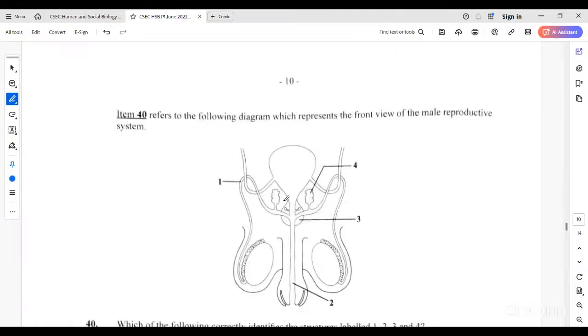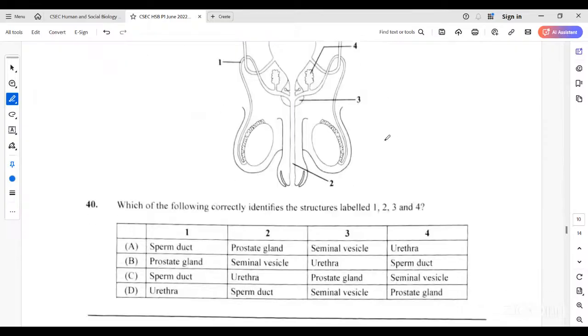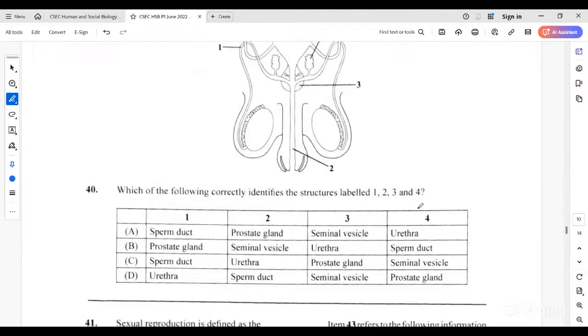Question 40, a front view of the male reproductive system. They have the sperm duct here, they have the urethra, they have the prostate gland, the seminal vesicles, and they ask you, which of the following correctly identifies the structures labeled 1, 2, 3, and 4? Well, I already identified them. So we will just select the answer as C. All right. So 40 is C.